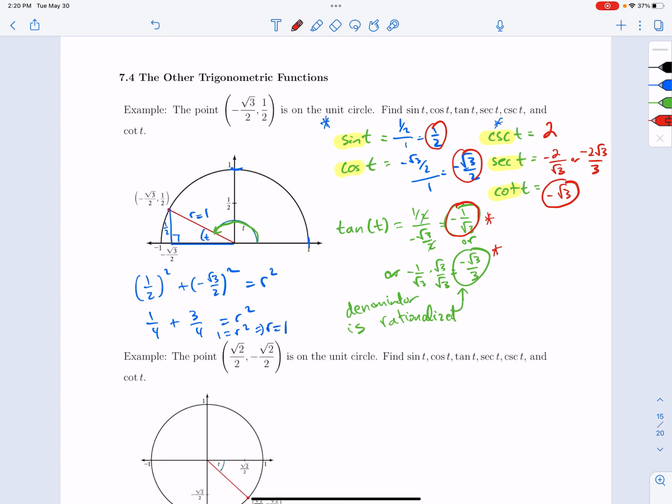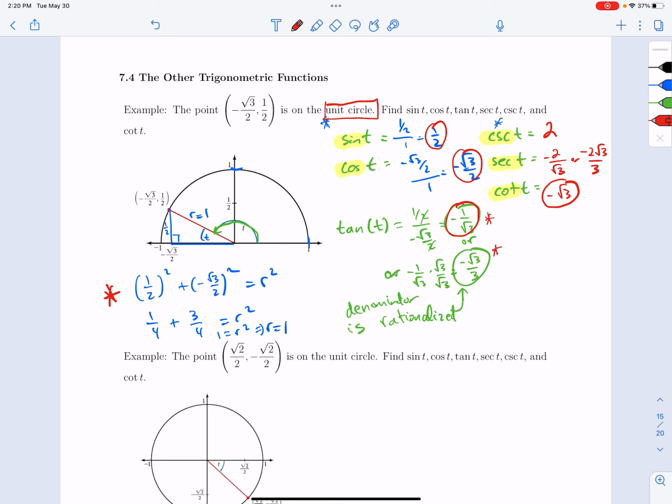All right, so those are the values. Summarizing, one thing I didn't notice when I read these instructions is that it says that point is on the unit circle. So that guarantees that the radius is 1, and I didn't need to do that Pythagorean theorem business down there.